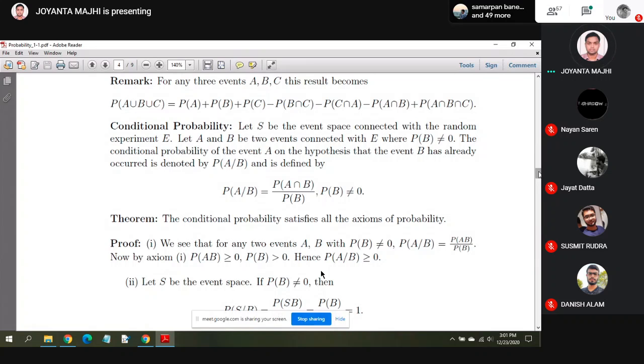Then if A and B are two events of a random experiment E such that probability of B is not equal to 0, that is B is not an impossible event, then the conditional probability of the event A on the hypothesis that the event B has already occurred is denoted by probability of A by B and is defined by probability of A intersection B divided by probability of B.